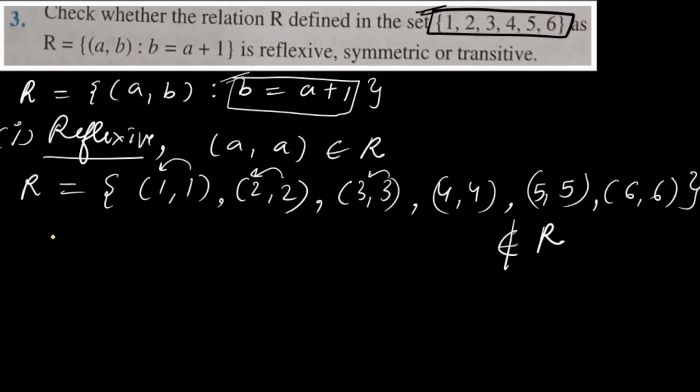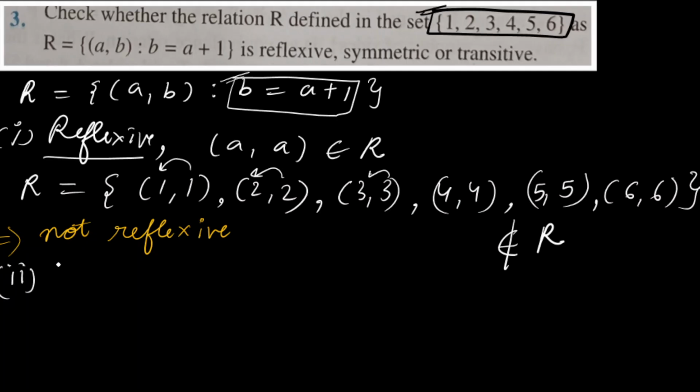So we can write this relation is not reflexive. So ordered pairs you can write, and you can write that these ordered pairs do not belong to R. Therefore, the given relation is not reflexive. So those sentences you can write.